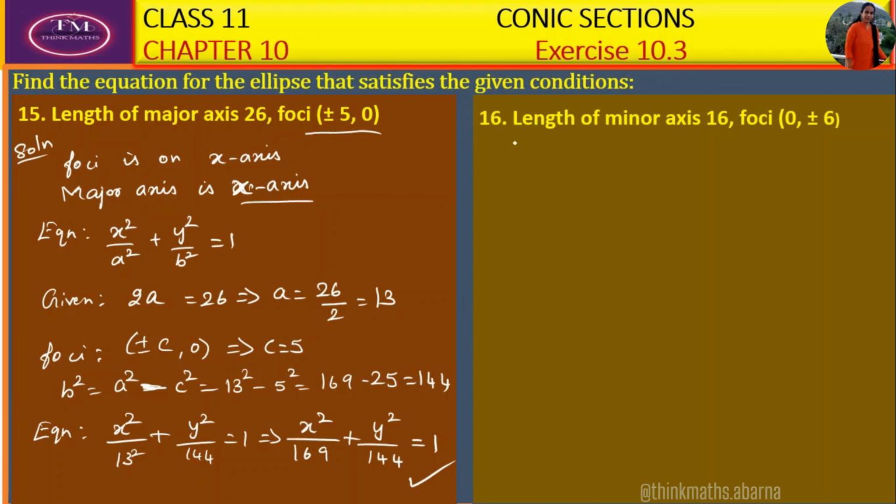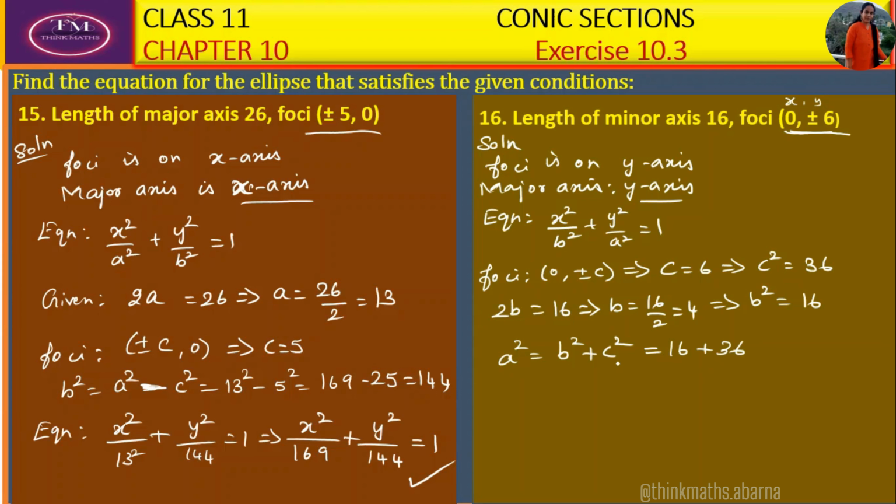Now other data is, minor axis is given. Minor axis is nothing but 2b. 2b is equal to 16. That means b is equal to 16 by 2, which is 4. So b square equal to 16. Now what we have to find? We have to find a square. What is a square? A square is nothing but b square plus c square. So b square is 16 and c square is 36. Clear? So what is 16 plus 36?